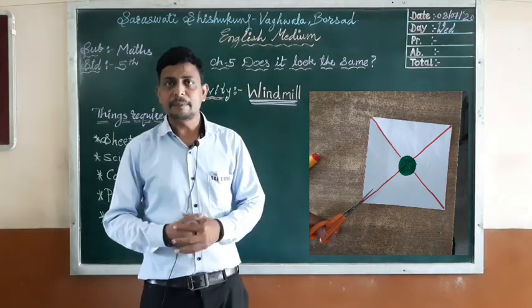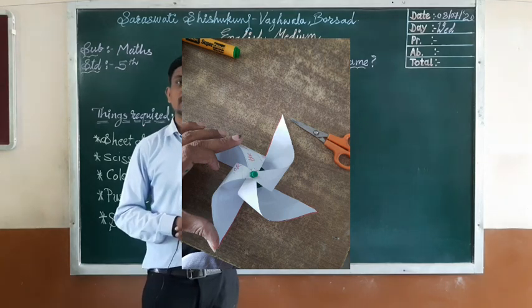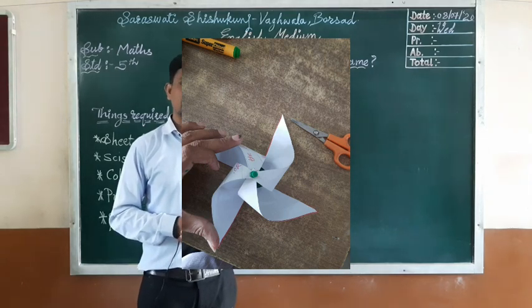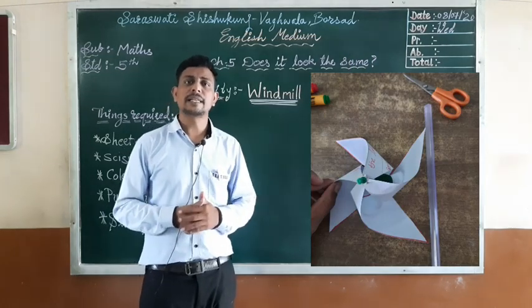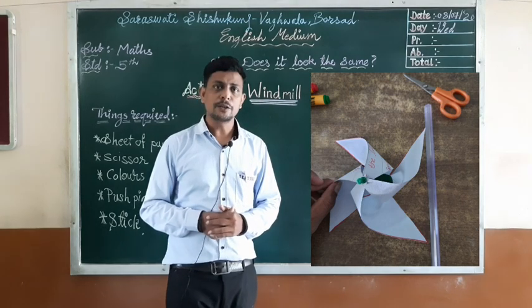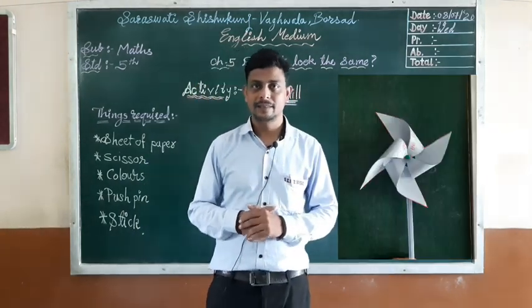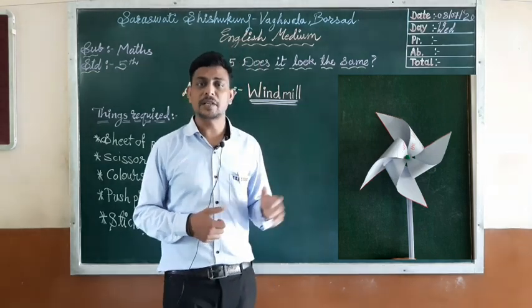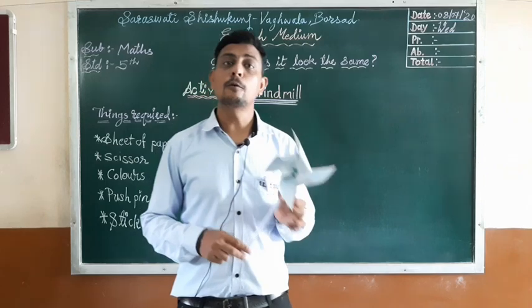Okay. Now what is the next step? You have to take 4 corners and you have to push a pin. You can see in the picture. Now you have to take a stick and push this pin into the stick and your windmill is ready. You can see in the picture. You also have to make a windmill like this at home.